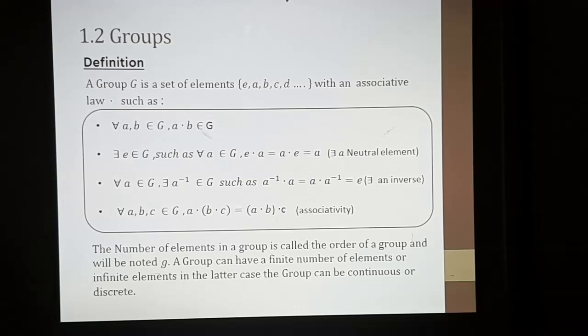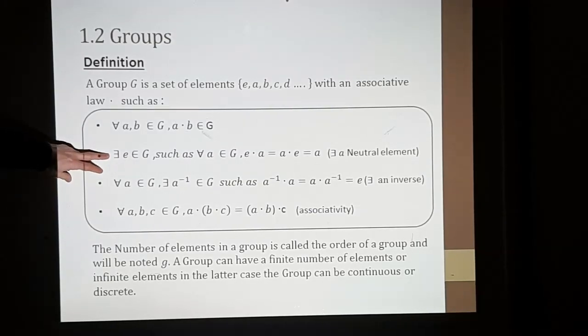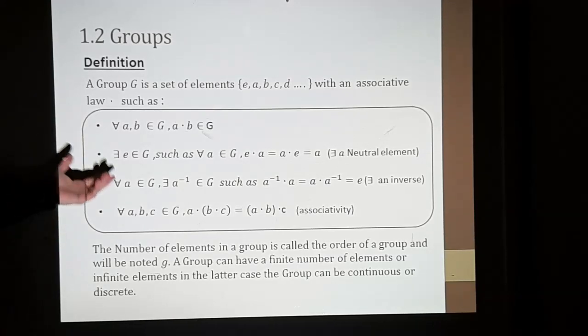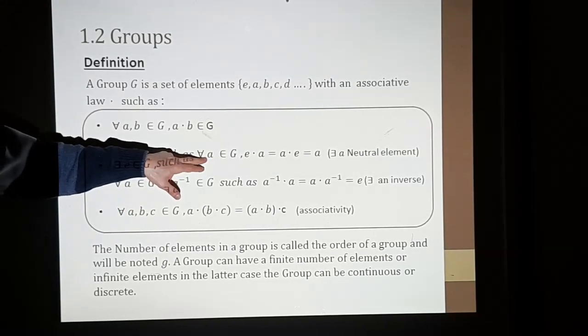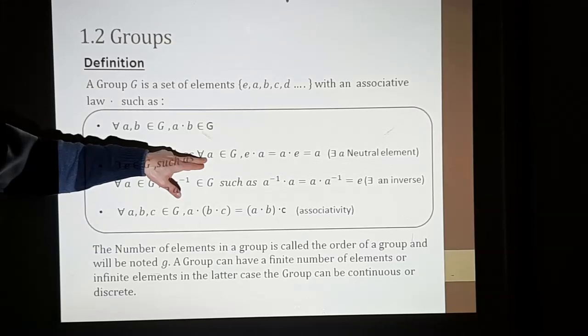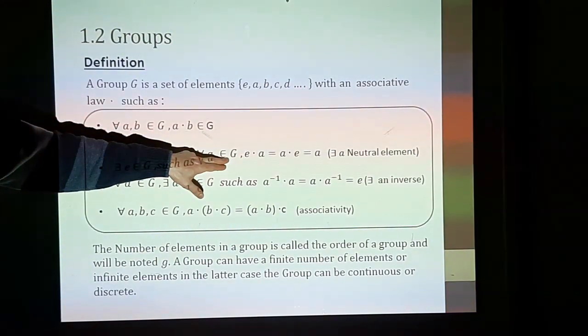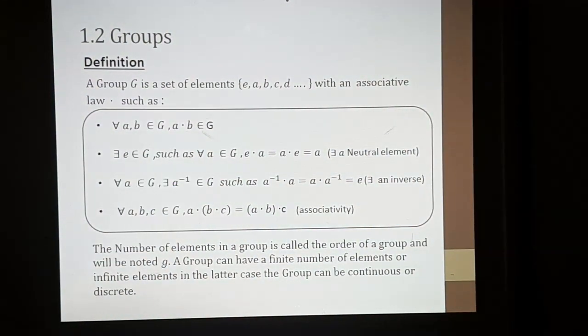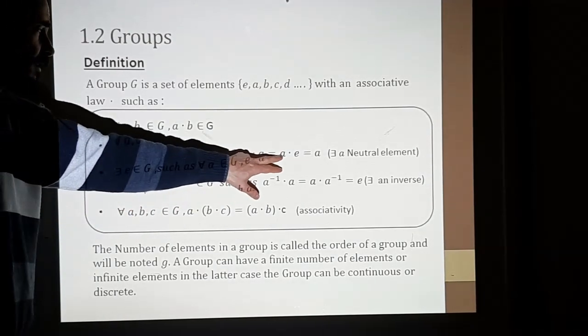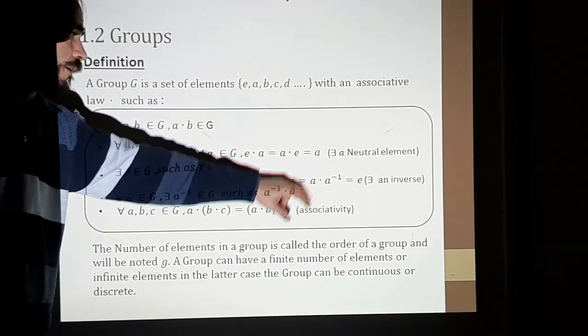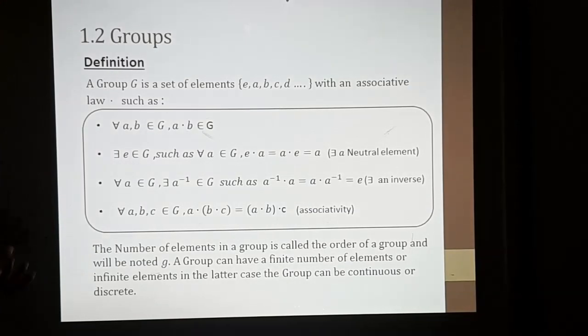And another condition also is the existence of a neutral element. So a neutral element is an element E such that, no matter what element A belonging to the group G, E multiplied by A is equal to A multiplied by E is equal to A. Okay? So this is the neutral element.